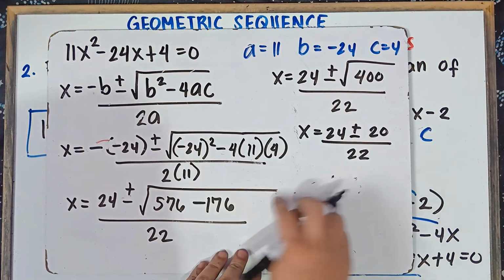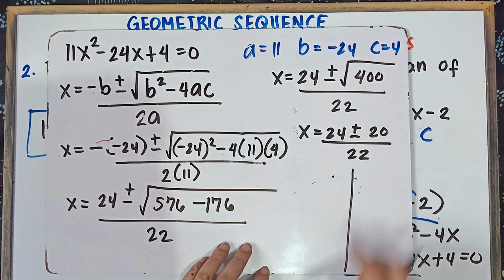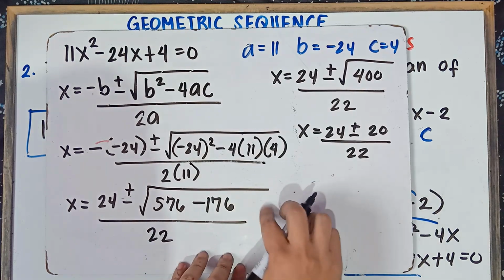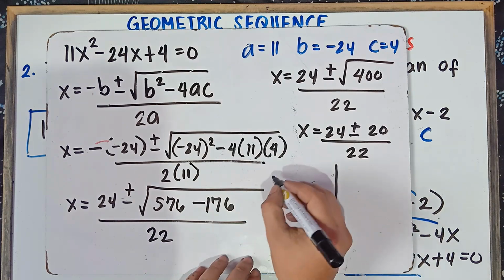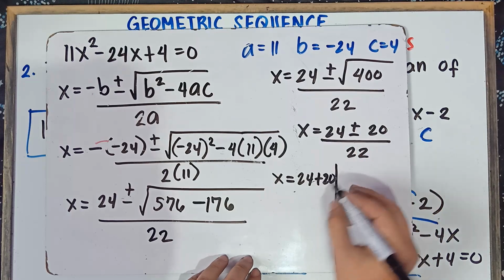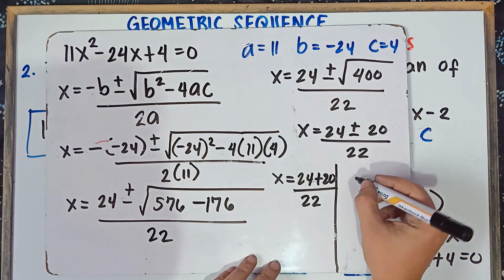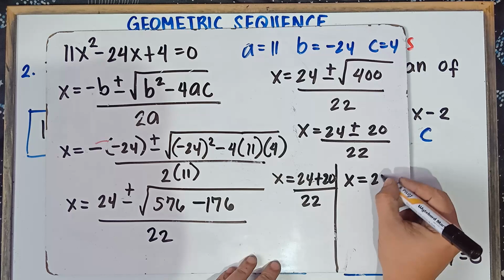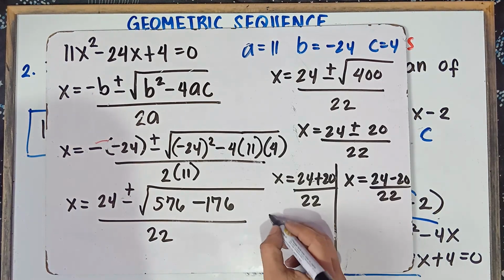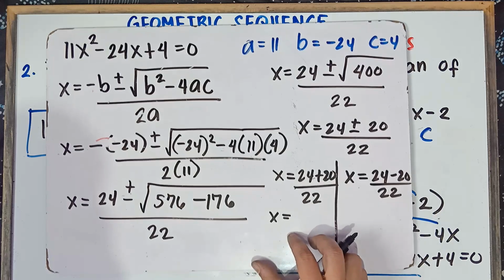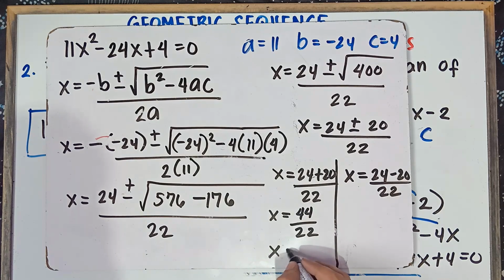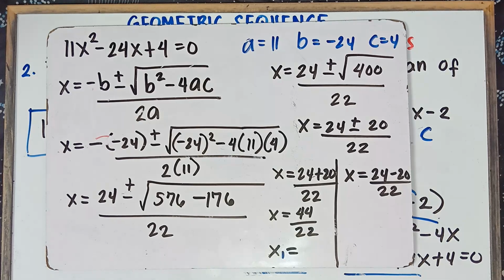Alright, and then simply divide this one because we have positive and then negative. So we don't have enough space, class. So this will be x equals positive 24, and then let's start with positive 20 all over 22. The other one, x equals positive 24 and then minus 20 all over 22. So x equals 24 plus 20. That would be 44, and then divide by 22. So x equals x sub 1. So 44 divided by 22.